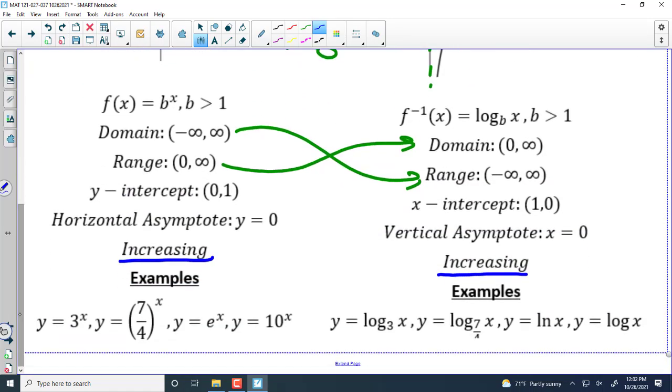And if you want to know the inverse of an exponential, all you have to do is rewrite it as a logarithm with the same base. The inverse of 3 to the x is log base 3 of x. The inverse of 7/4 to the x is log base 7/4 of x. My 4 got chopped off, sorry. The inverse of e to the x is ln of x. It gets that special notation because it's base e. The inverse of 10 to the x is log of x. We don't have to write a base if we assume the base is 10.